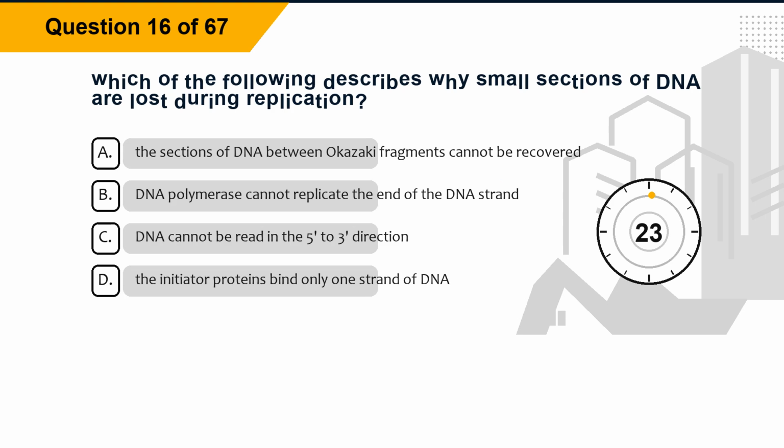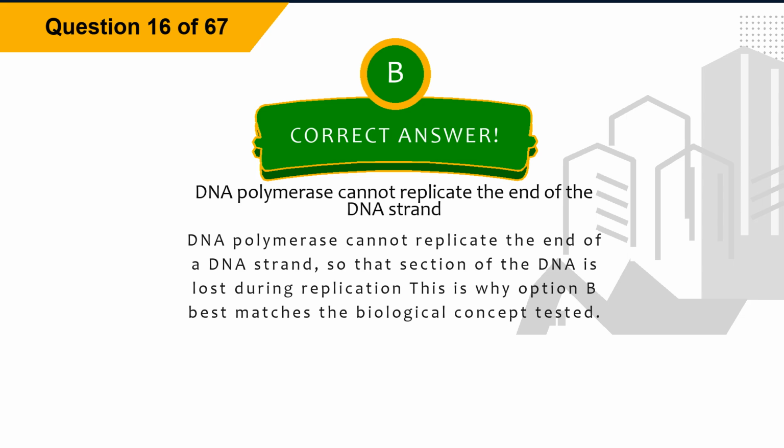Question 16. Which of the following describes why small sections of DNA are lost during replication? Option A, the sections of DNA between Okazaki fragments cannot be recovered. Option B, DNA polymerase cannot replicate the end of the DNA strand. Option C, DNA cannot be read in the 5' to 3' direction. Option D, the initiator proteins bind only one strand of DNA. The correct answer is option B, DNA polymerase cannot replicate the end of the DNA strand.